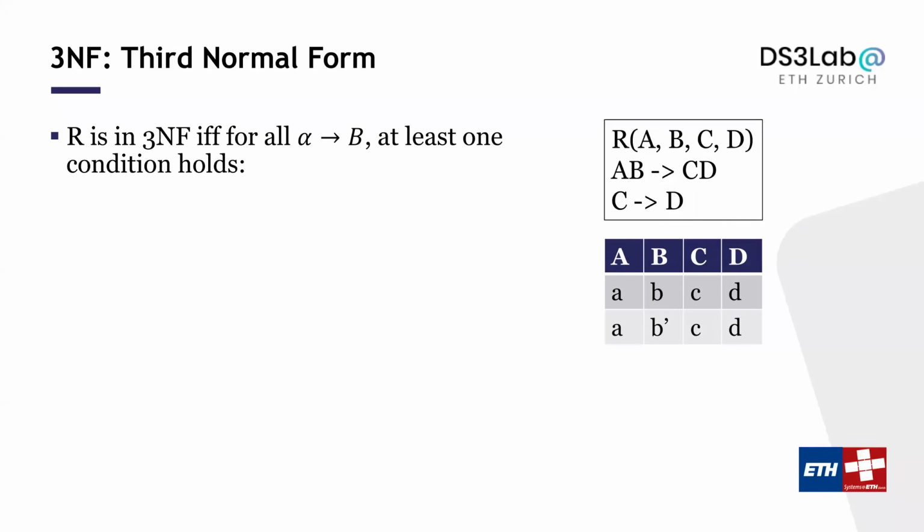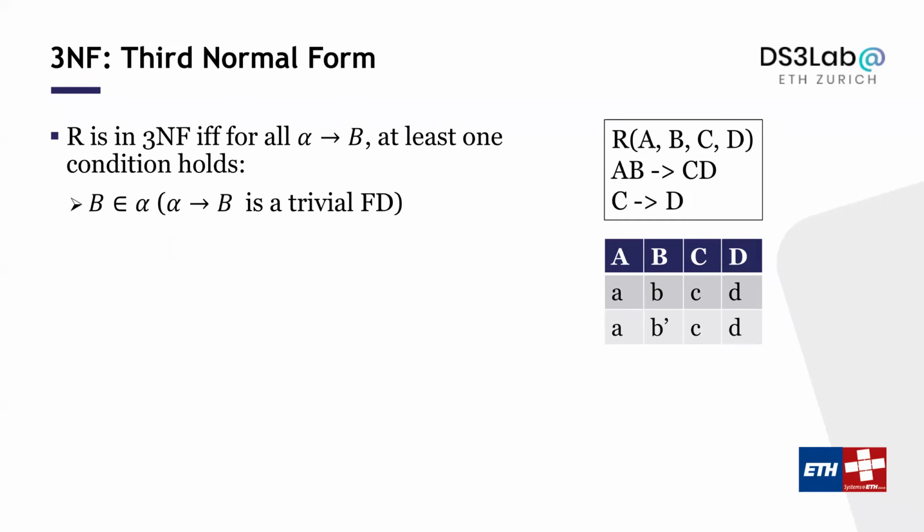Let's look at the definition first. So we say a relational design R is in third normal form if and only if for all functional dependencies from alpha to B, where alpha is a subset of attributes and B is a single column, at least one of the following three conditions holds.